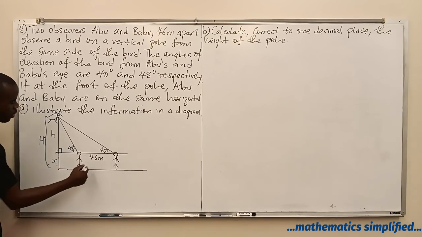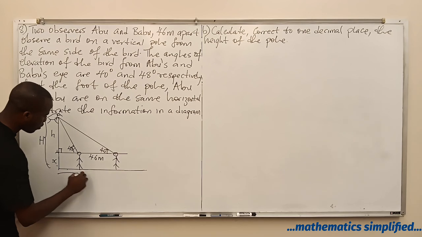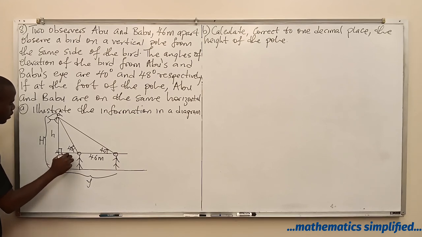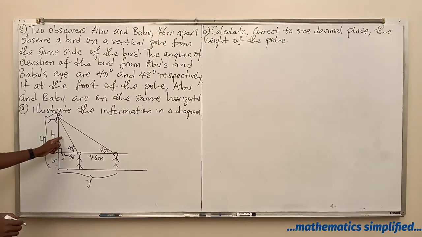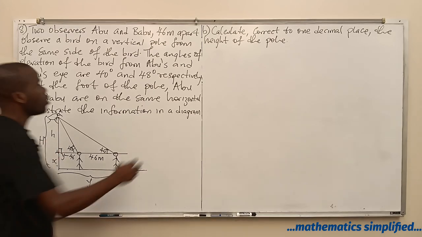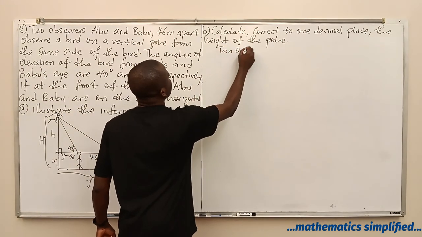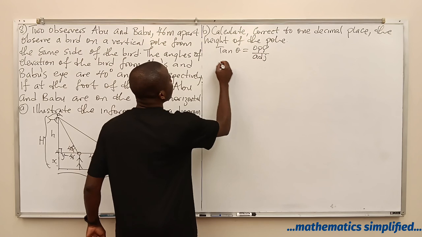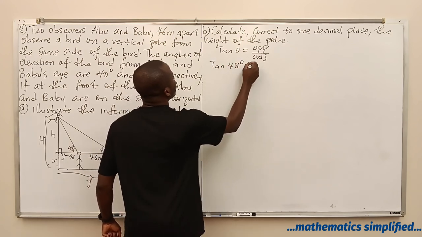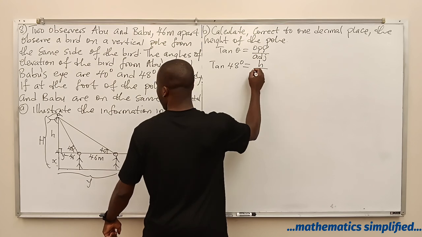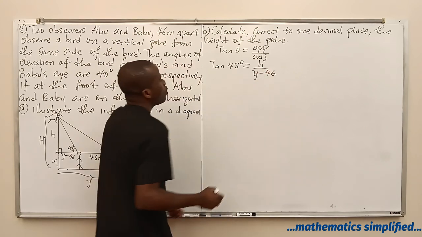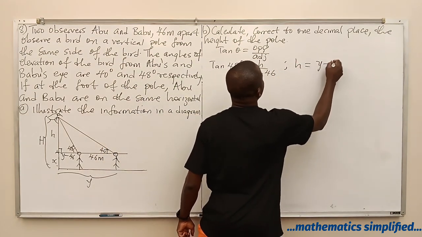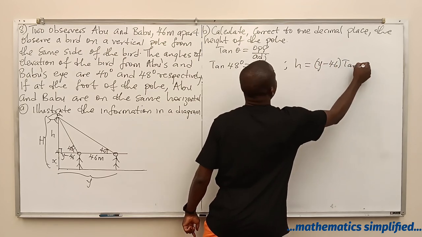So if here is 46 m, let's call the whole of this Y. If here is Y, from here to here will be Y minus 46. So we can find H by using trigonometric ratios. We know that tan theta is opposite over adjacent. So tan 48 degrees will be H over Y minus 46. If we make H the subject of the formula, H will be Y minus 46 times tan 48 degrees.